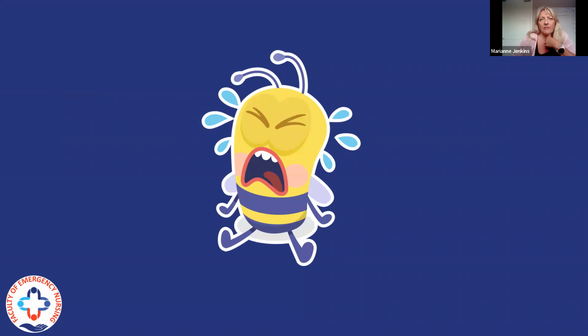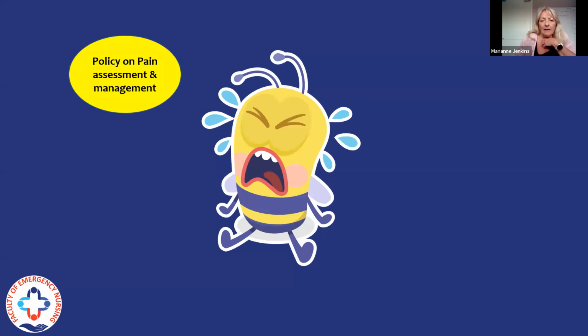So just to put a bit of context, this is my little bee that's in pain at the moment. You would have an organisational policy on pain assessment and management. That would be your overarching organisational mission statement on how we're going to manage our pain assessment and management of patients. It'll talk about our philosophy of care and how we want good standards, that type of level of writing and strategy often.